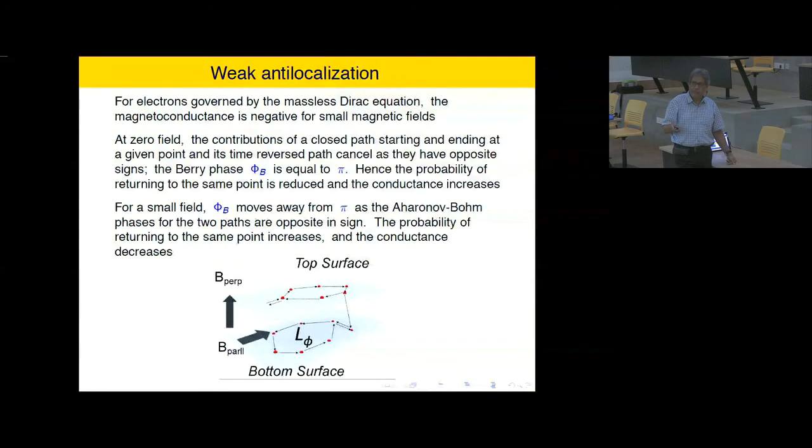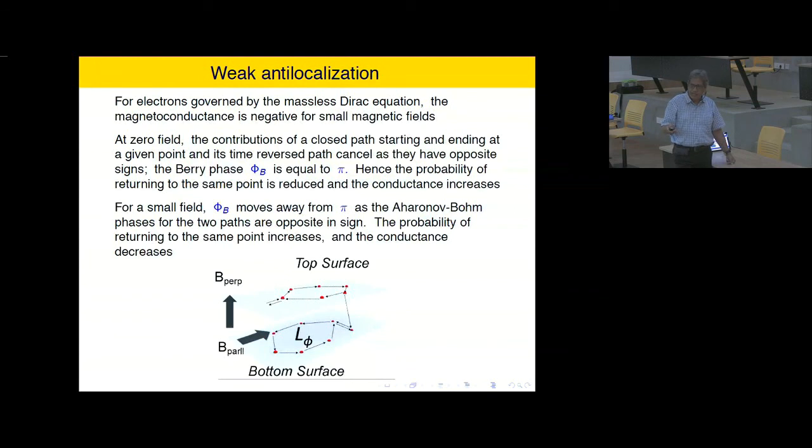And so the Aharonov-Bohm phases of the two paths are opposite in sign, which means that the relative phase between the two paths is not pi anymore. So now these two paths don't exactly cancel each other, which means the probability of coming back to the same point increases a bit and the conductance decreases.